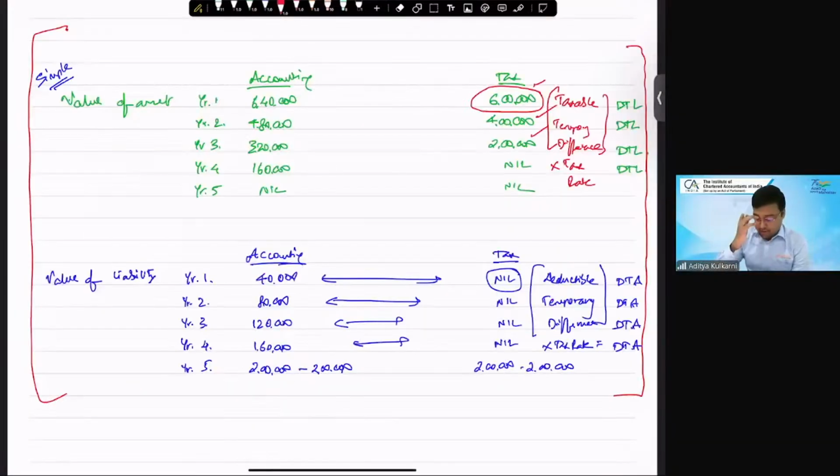Accounting of the liability. 40,000. Is the screen visible? Yes, it's visible. 40, 80, 1 lakh 20, 1 lakh 60 and 2 lakh minus 2 lakhs. Tax base is 0. So what is the tax base of a liability? Think what I told you. The entity must have earned some profits. Against those profits, in the future, it can claim an expense of 40,000 minus 0. Are you able to follow?